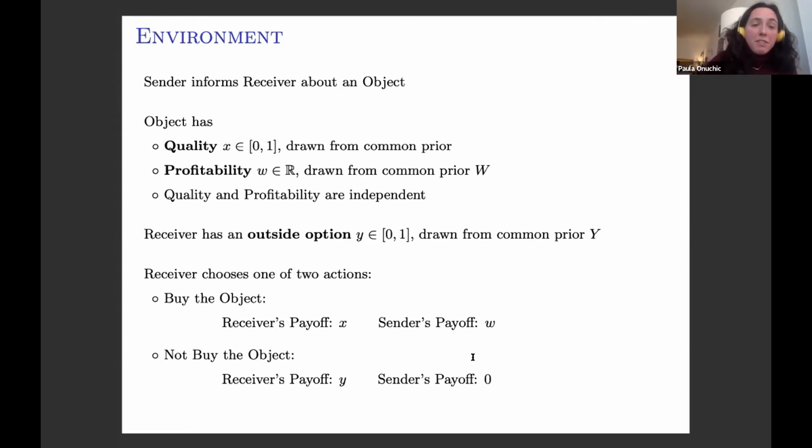Okay. So if the receiver does buy the object, they're going to receive exactly the quality of the object, X. And in that case, the sender receives the profitability. So what this quality and profitability are saying is that quality is what matters to the receiver and profitability is what matters to the sender, and that's what they receive upon the sale of the object. On the other hand, the receiver may choose to not buy this object, and in that case, they keep their outside option, which is Y, and the sender gets 0 because no sale was executed.